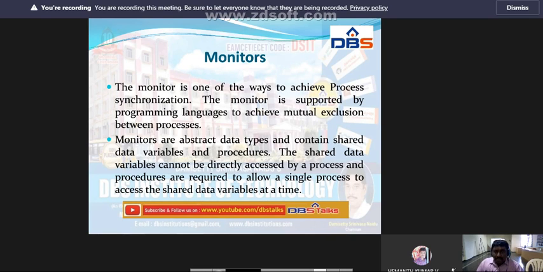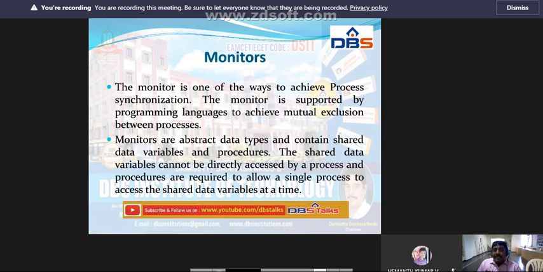Generally, what is a monitor and how do we implement it? The monitor is one of the ways to achieve process synchronization. If you want to achieve process synchronization, we use the concept called monitors. The monitor is supported by programming languages to achieve mutual exclusion between processes.